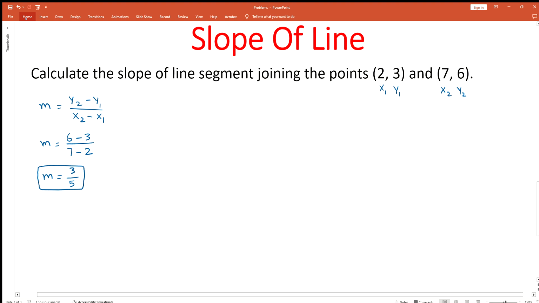So these are the steps you have to keep in mind to find the slope of a line segment with two given points.